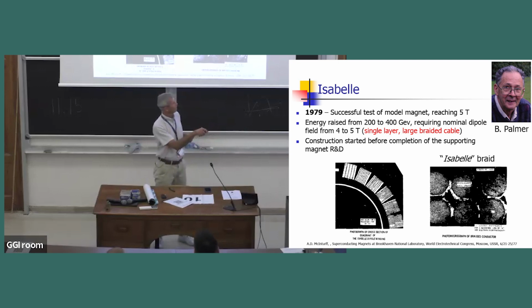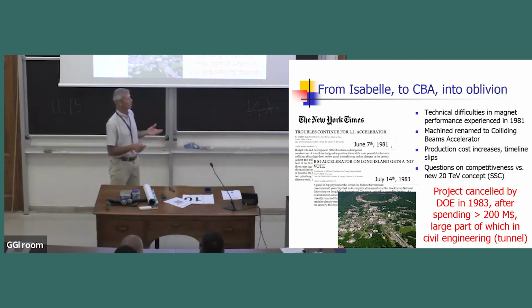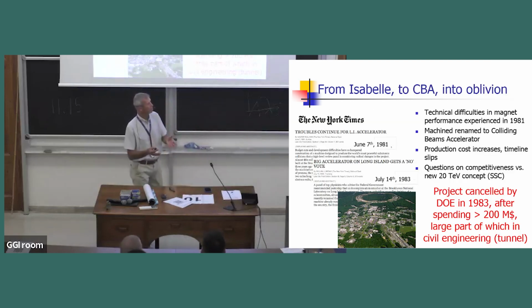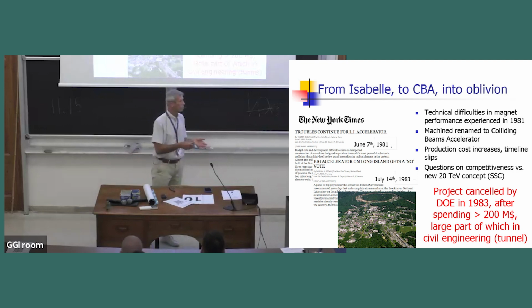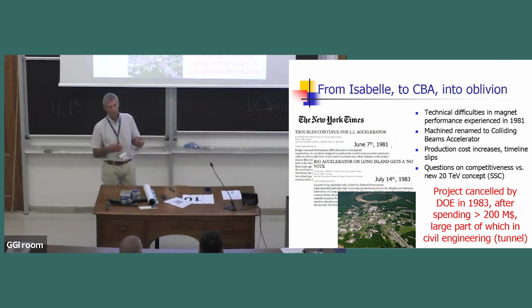So raising the energy to 400 GeV, which was a demand from physics, field from 4 to 5 Tesla, the construction started before the completing of the supporting R&D. And the result was not achieving the performance, and problems of cost. The project got canceled in 1983 after spending $200 million for the tunnel. Okay, so the Isabel tunnel was essentially already built, but the magnets were not ready.